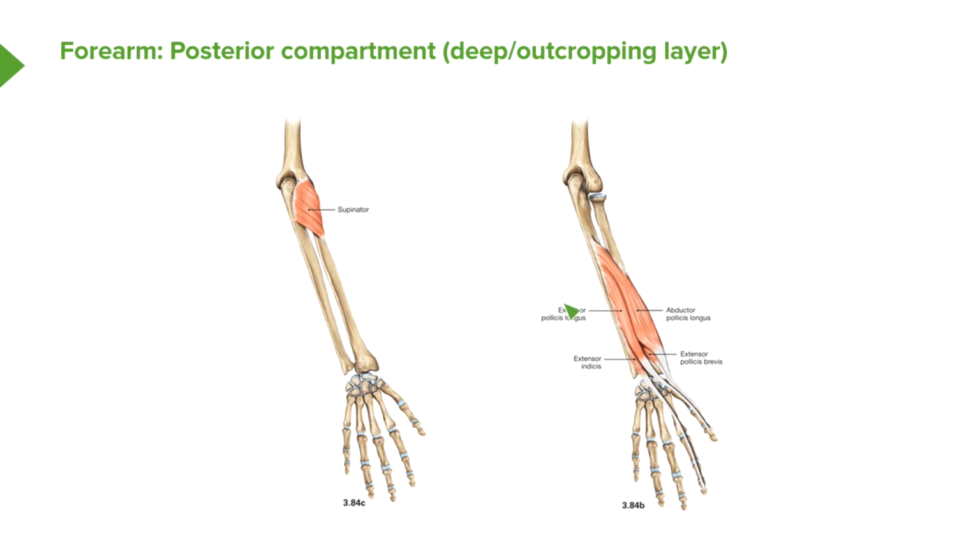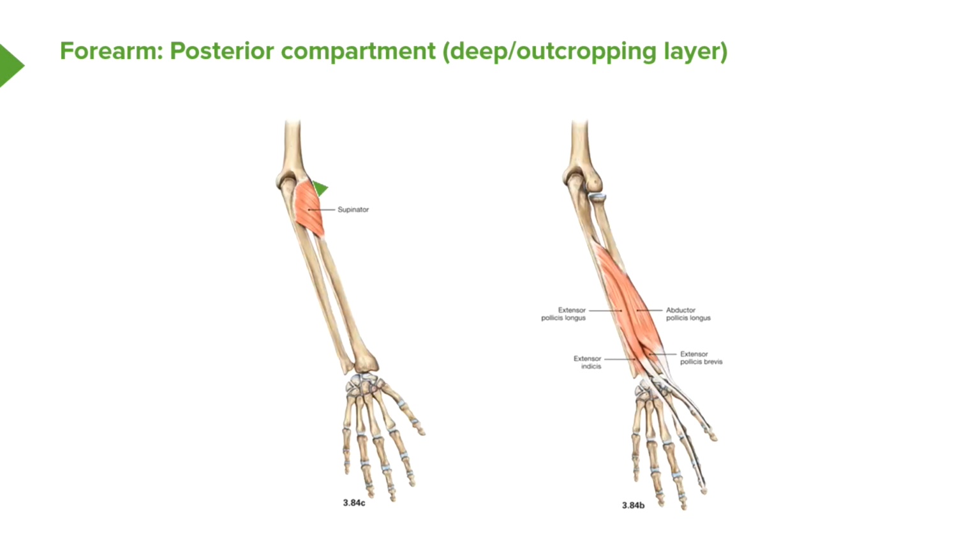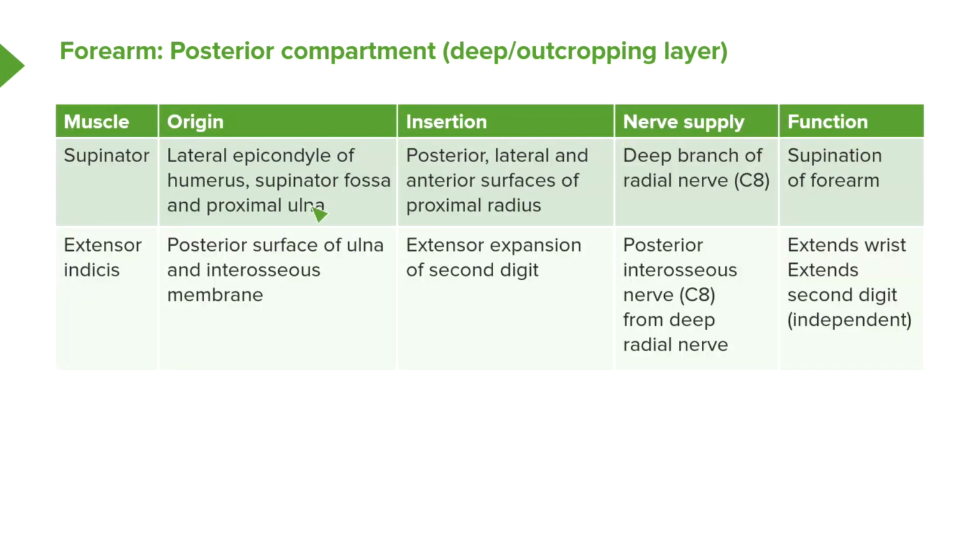Here we can also see what's known as the supinator muscle. As its name suggests, it is going to supinate the forearm. We can see that supinator is running from the lateral epicondyle of the humerus. It's also running from the supinator fossa on the proximal ulna, so a specific region on the ulna, and it passes to the posterior, lateral, and anterior surfaces of the proximal radius. Supplied by the deep branch of the radial nerve, and as its name suggests, it's going to supinate the forearm.